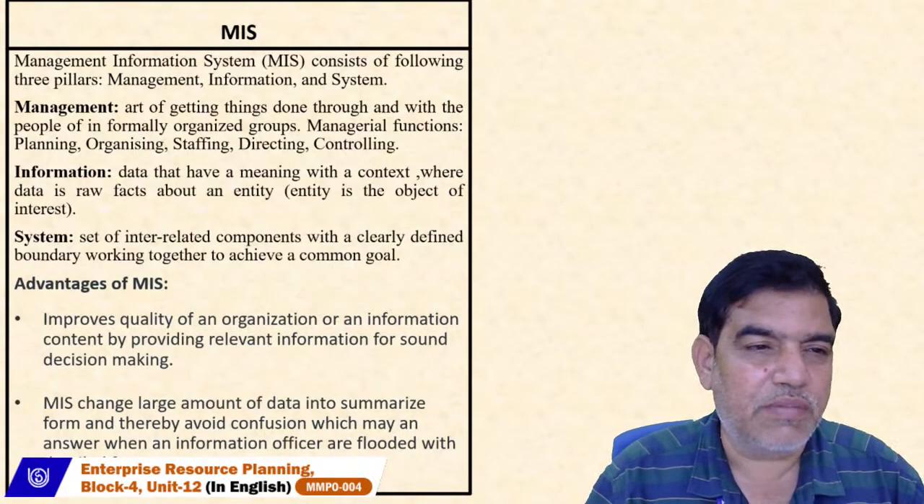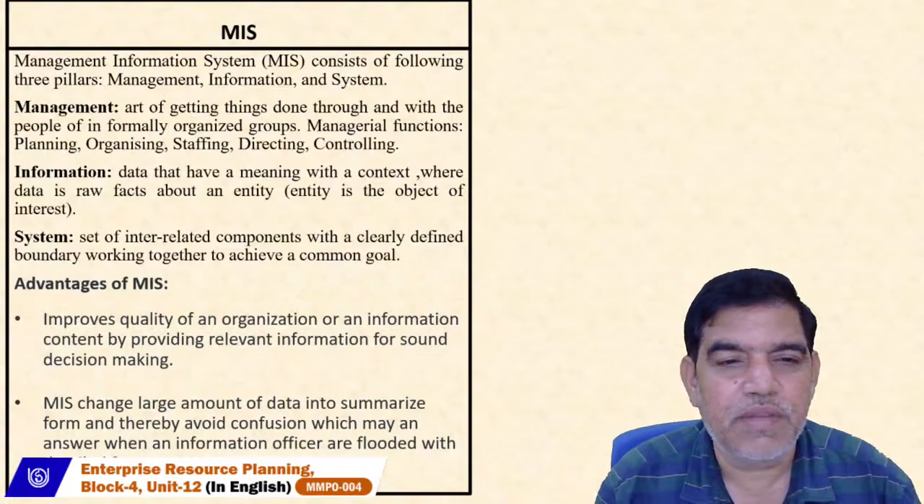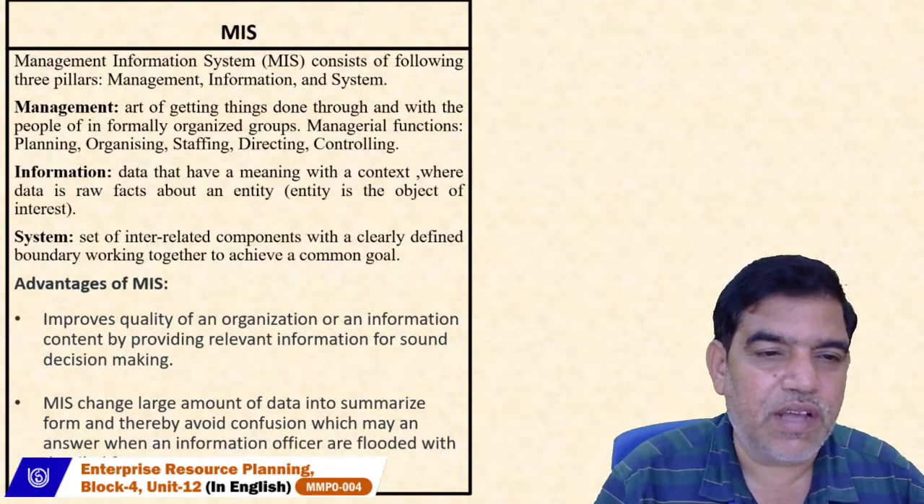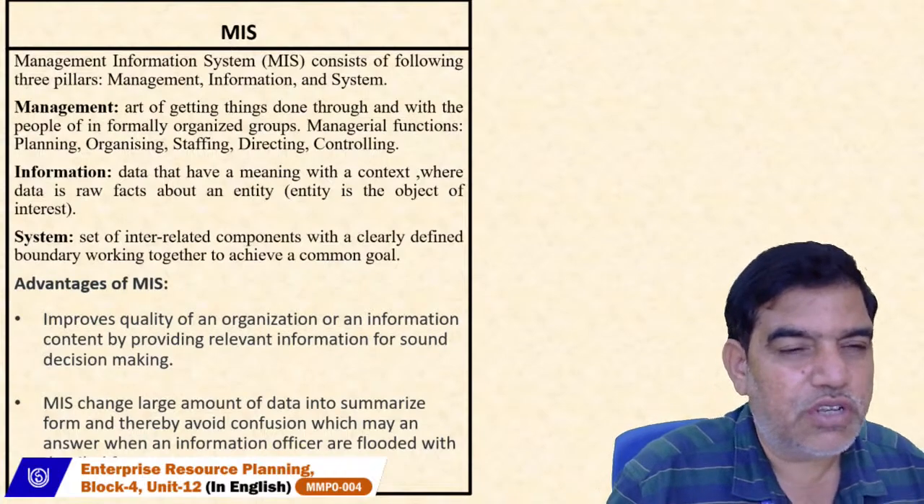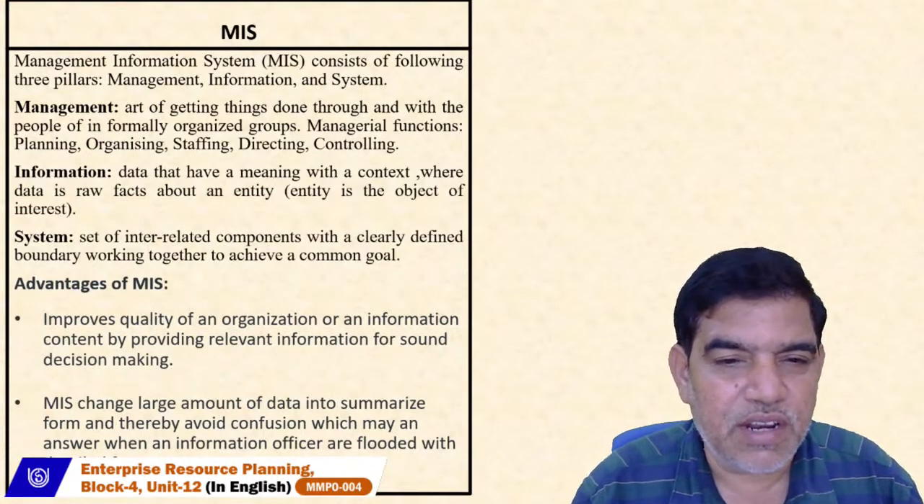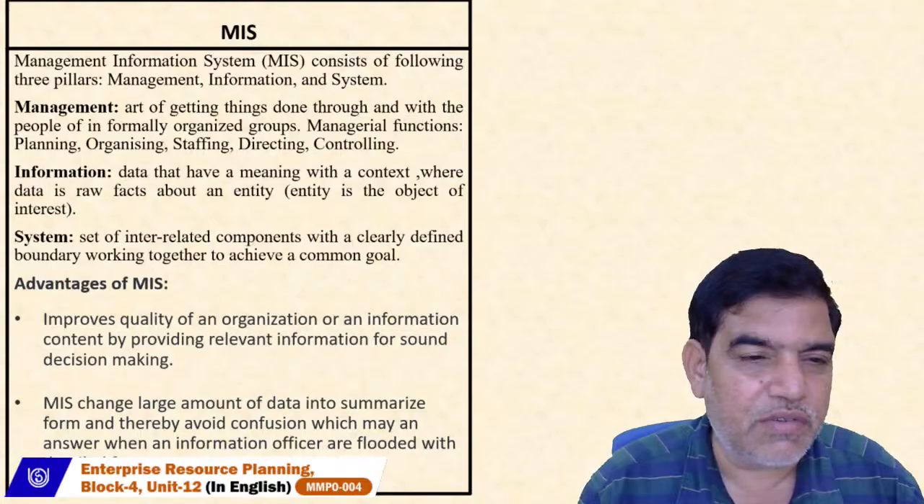And the second one is information. Data have a meaning with a context, and data are raw facts about an entity that can be stored permanently. System: it is a set of interrelated components with a clarified, defined boundary working together to achieve a common goal.